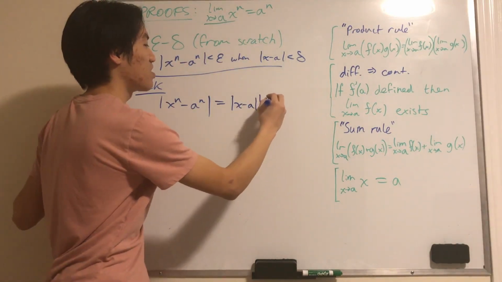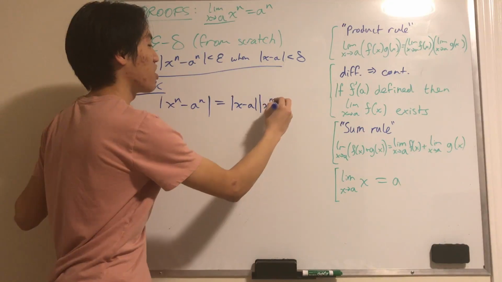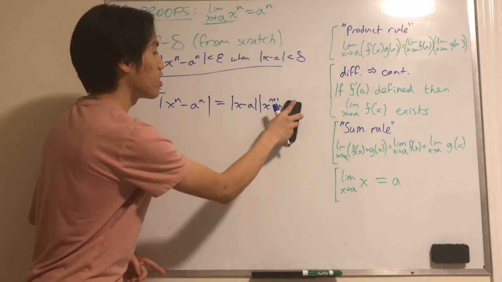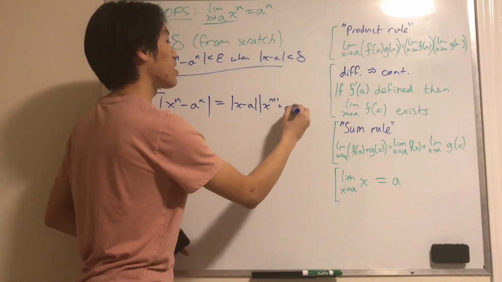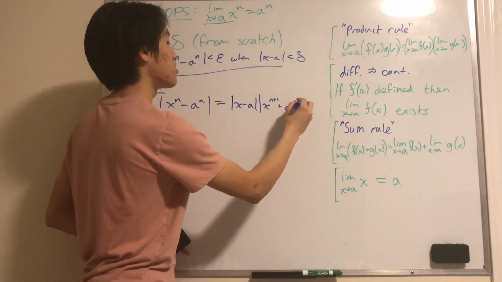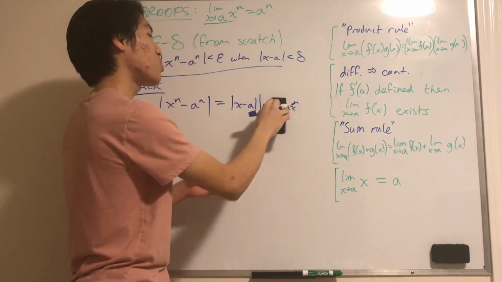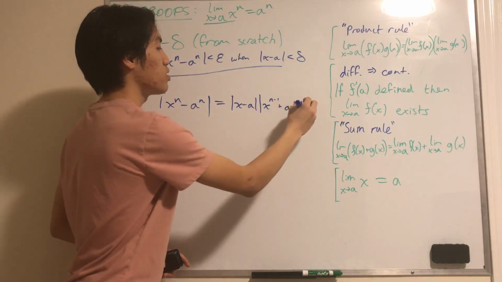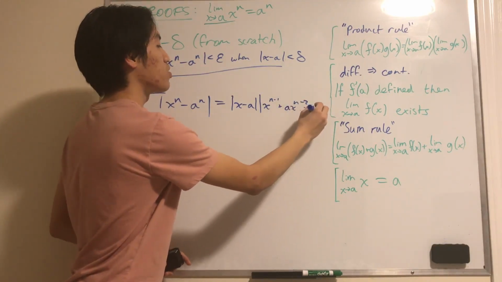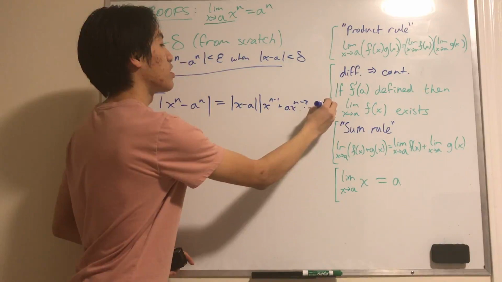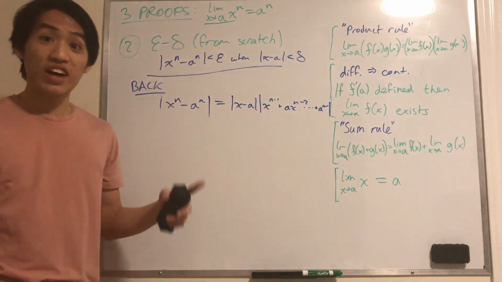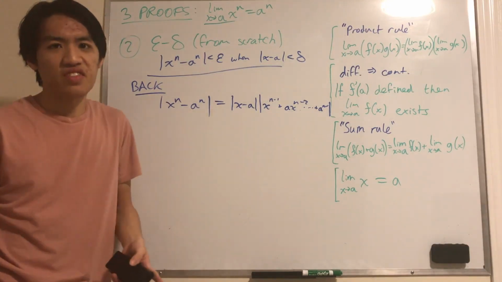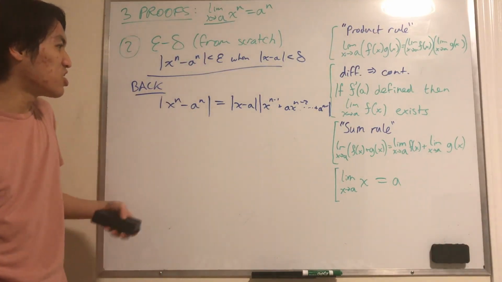That's right, you can factor a difference of nth powers. This part here is kind of long, but it's really just x to the n minus 1 plus a x to the n minus 2, and so on until you get to a to the n minus 1. So if you know how to factor a difference of cubes, this is just an extension of that, and it is true for nth powers in general.